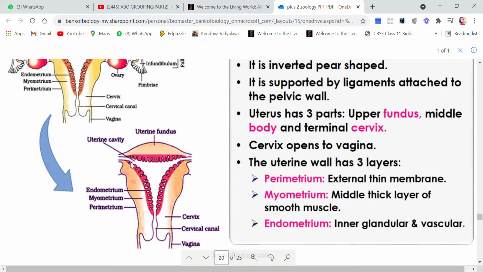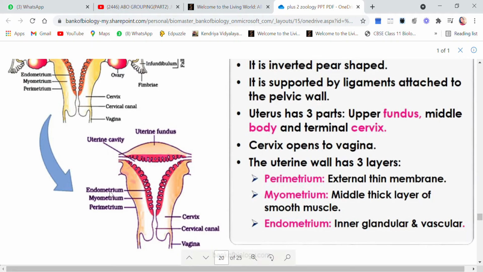Uterine wall. Now this is the wall of the uterus. The uterine wall is made up of three layers. The external layer is the perimetrium, which is quite thin. Then the middle one is the myometrium, a thick layer, and it contains smooth muscles. Smooth muscles, if you remember, are unstriated muscles, which are involuntary.